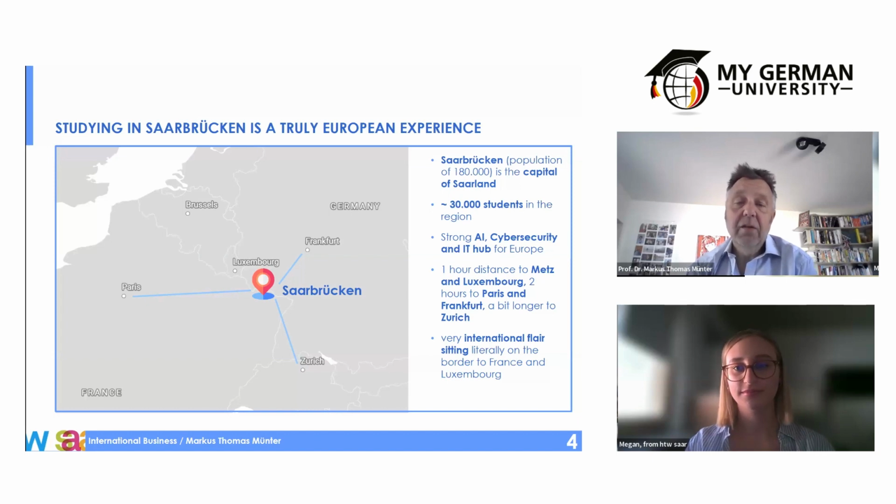And the region is dominated by students. Out of the 180,000 people living in Saarbrücken, approximately 30,000 are students. So it's a pretty student-like city, with very young people. If you go downtown, you always meet your fellow students. Of course, every now and then a professor, and you can easily relate to other people.